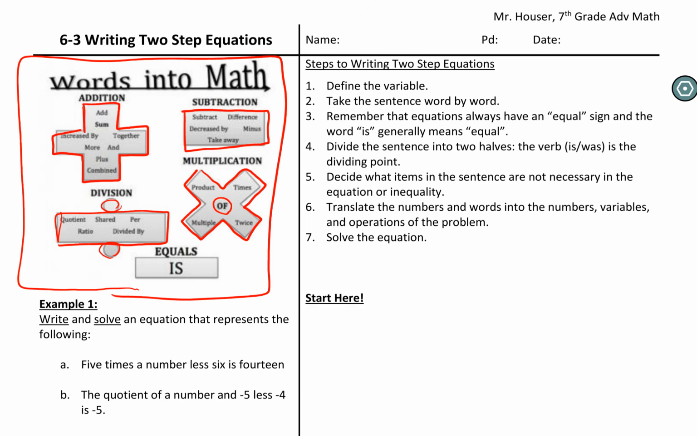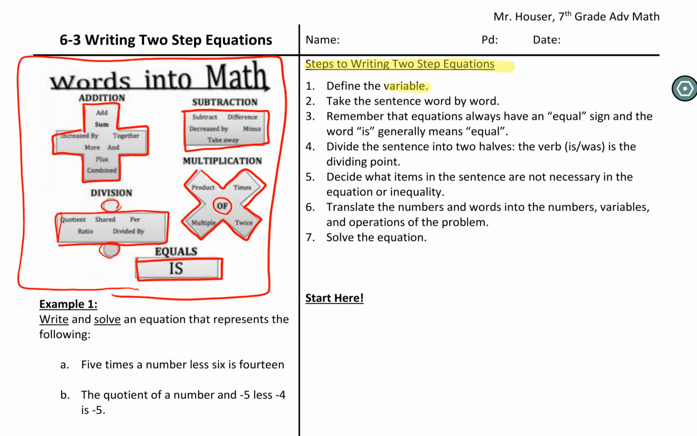things like that. The word is right here will refer to equals. That's going to be really important as we write our equations here. There are some steps up here in the upper right, some steps to writing two-step equations. Just a few things to keep in mind.